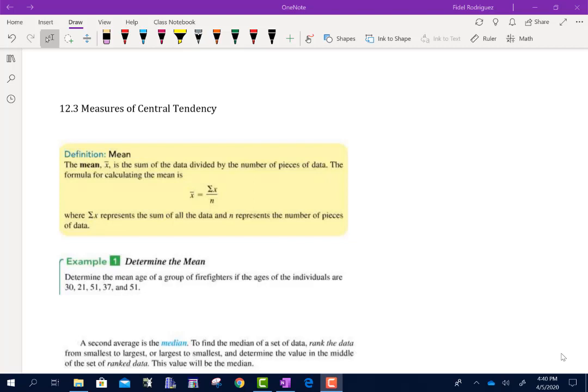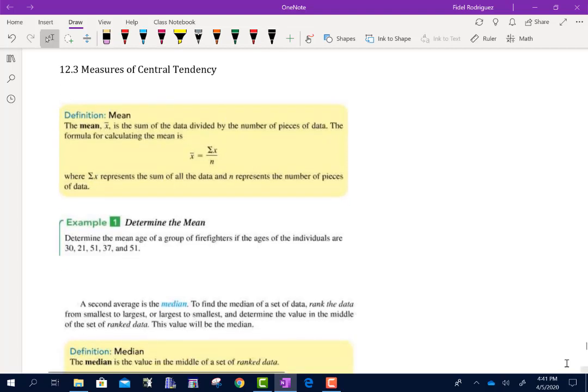Section 12.3 talks about measures of central tendency, and we actually visited these same topics back in 7.3 with mean, median, and mode, because we're going to talk about pretty much the same ideas. We're going to use a new notation. So, guys, it says the mean, and it has that X with a little line over it. The way I read that part is X bar, okay?